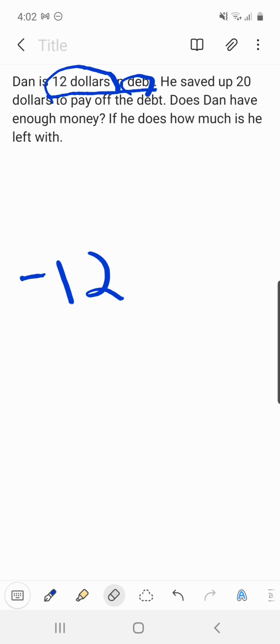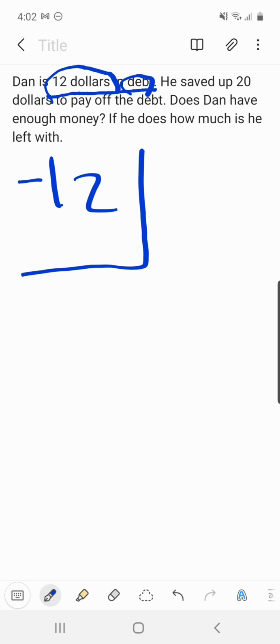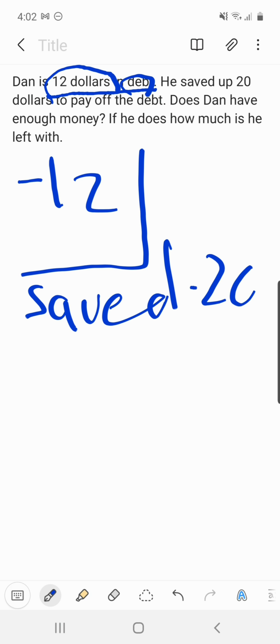Now, he has saved up $20 right here. He saved $20 to pay out the debt. Now, what we want to find out is if he has enough money to pay out the debt, and if he does, how much is he left with?